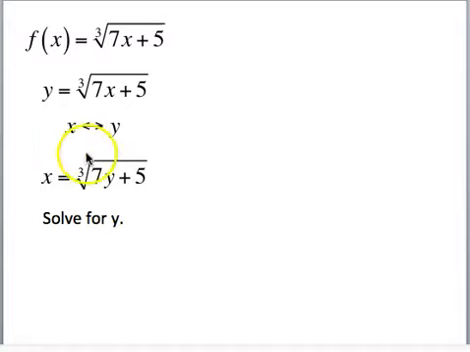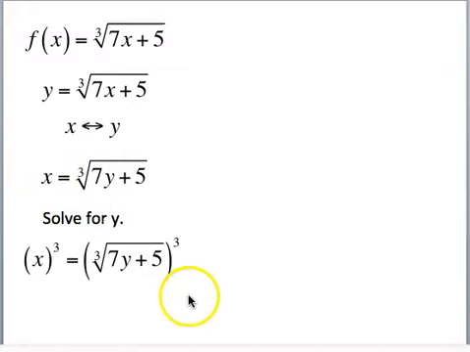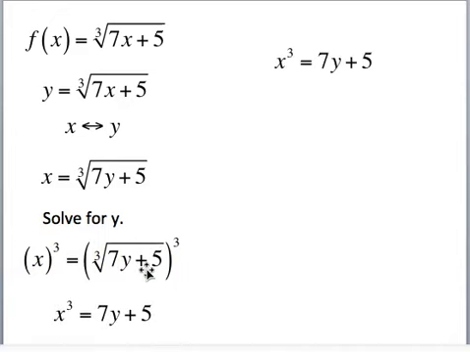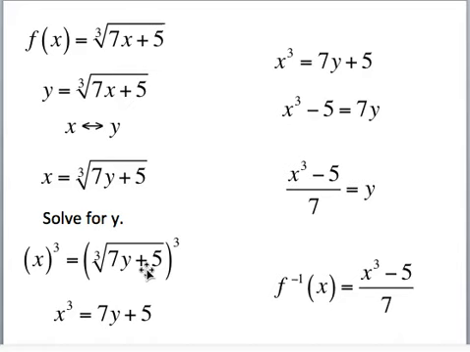So how do we do that? We have x is the cube root of 7y plus 5. Let's cube both sides. So cube the left side, cube the right side. The left side becomes x cubed. The right side becomes 7y plus 5. Then our goal is to solve for y. We'll subtract 5 from both sides. So x cubed minus 5 is 7y, and then divide by 7. X cubed minus 5 over 7 will equal y. And of course, that is our inverse function. And that will conclude this lesson.